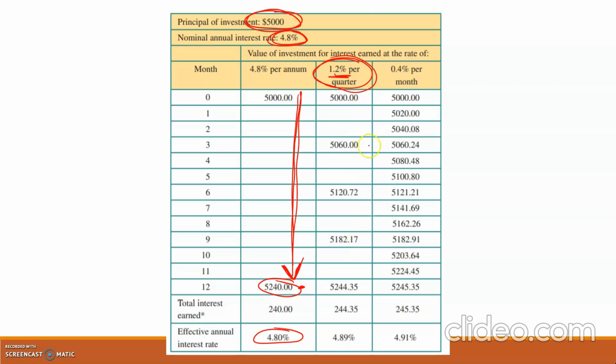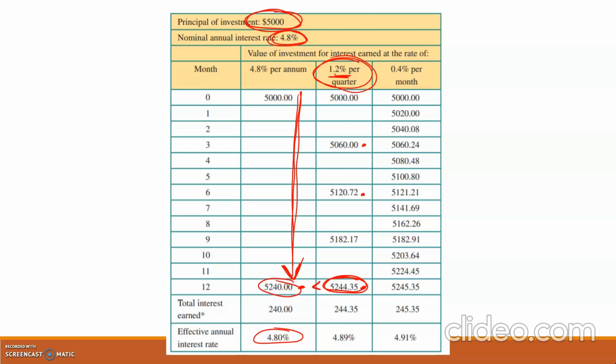So after 3 months, we've compounded to $5,060, then 6 months, we get $5,120.72, and so on till the end of the year where we finally receive that last interest payment, and we're now at $5,244.35. Now, obviously, that amount is better than the amount in the previous column. It's higher by $4.35. So having quarterly compounding periods is better than yearly.